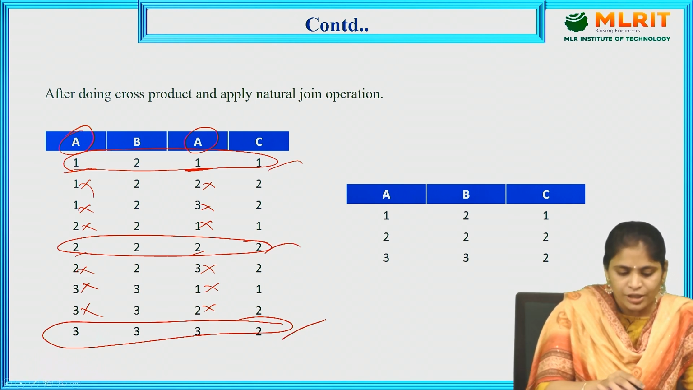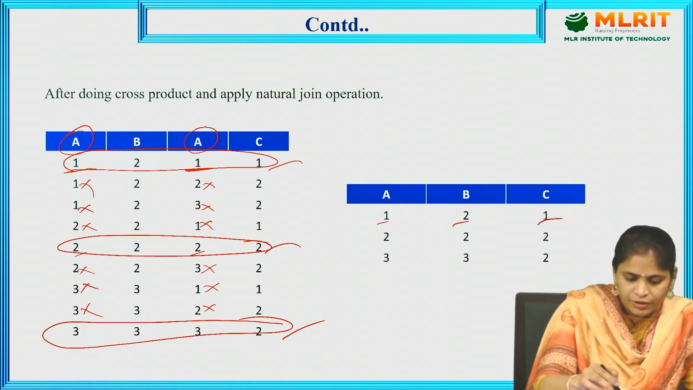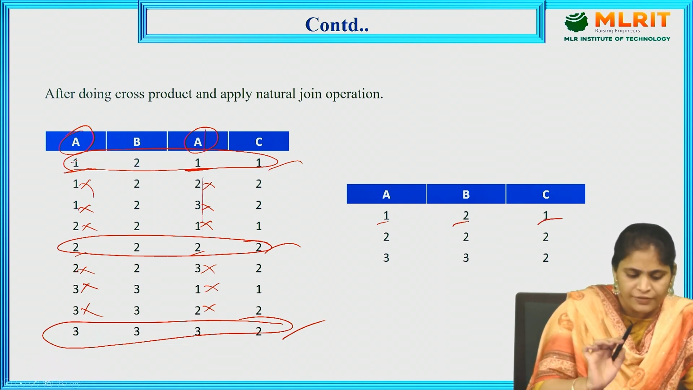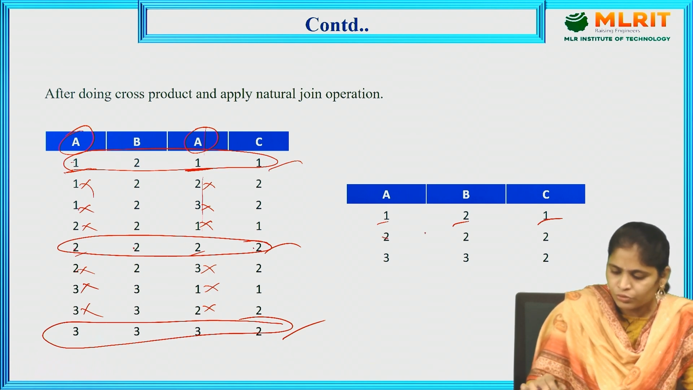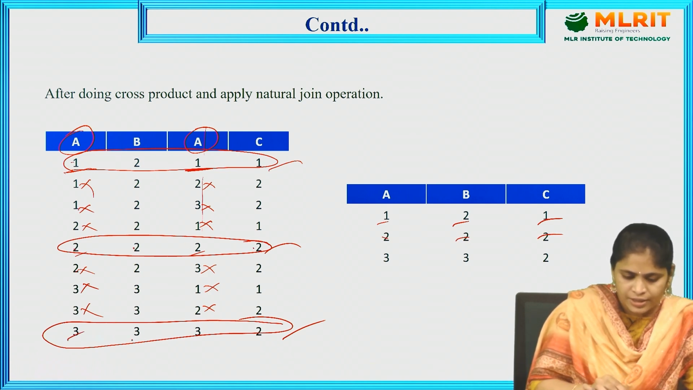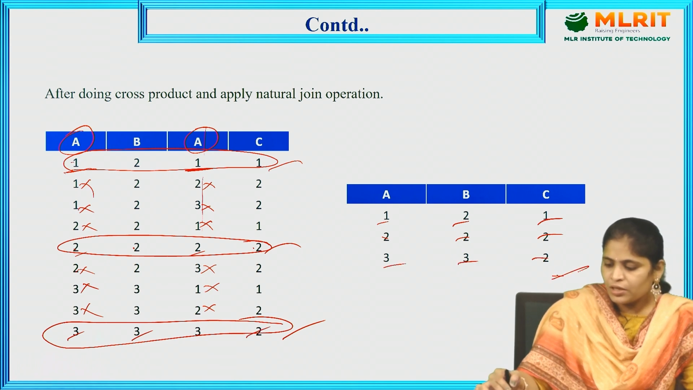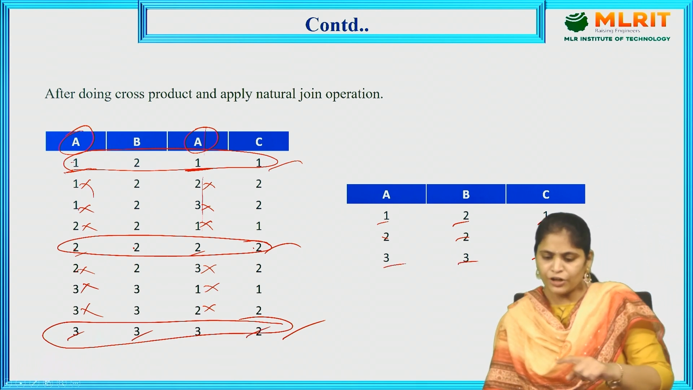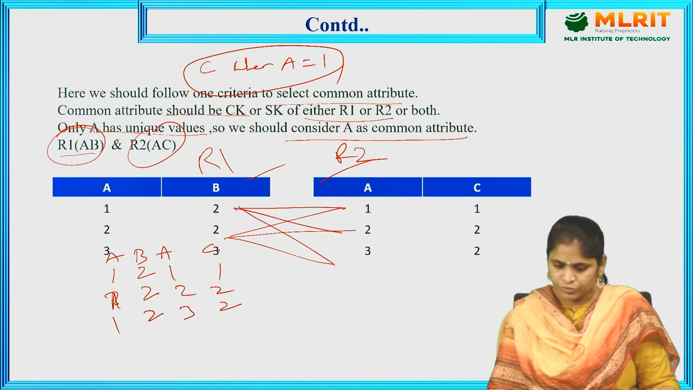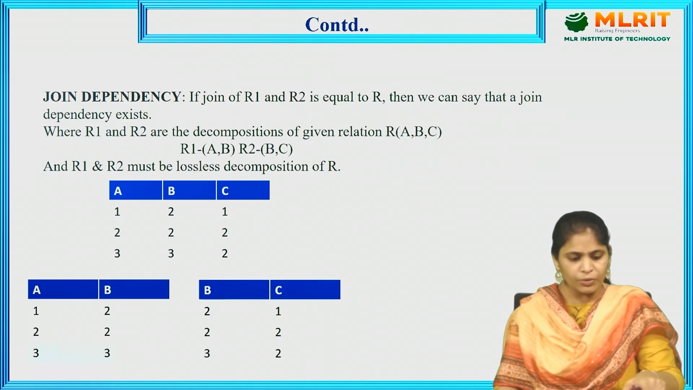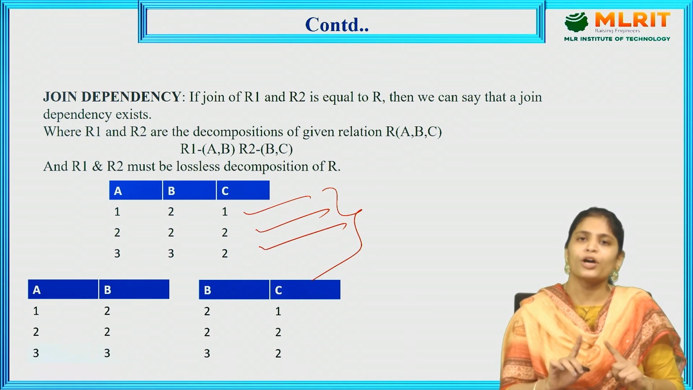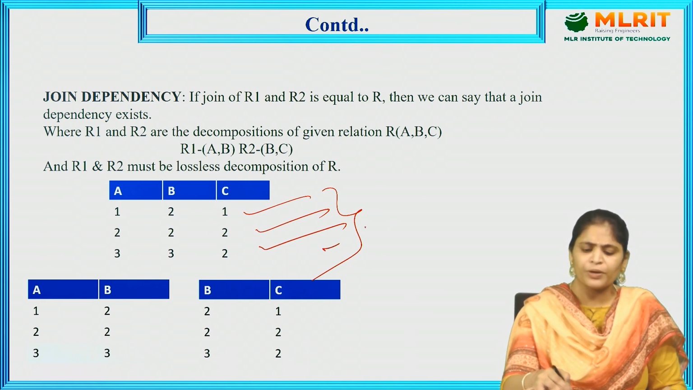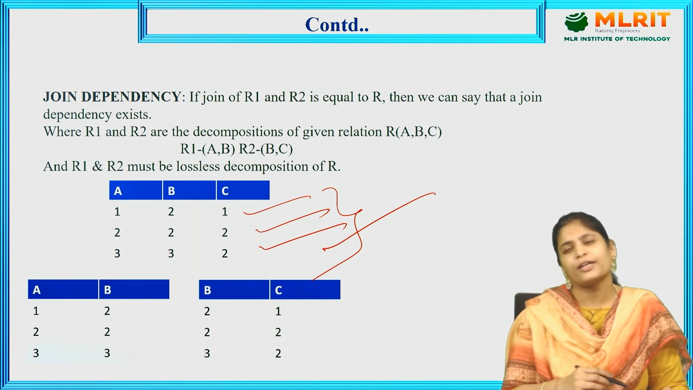So here 1, 2, 1. Why? Because I have discarded the duplicate A. Only a single A will be enough here. Next, 2, 2, 2. Next, 3, 3, 2. So this is the original table: 1, 2, 1; 2, 2, 2; 3, 3, 2. If I join AB and AC, I get my original table back. This is the correct way of doing decomposition.